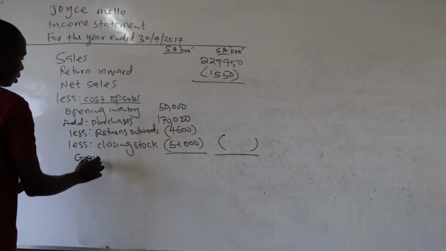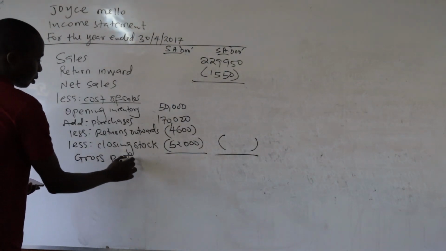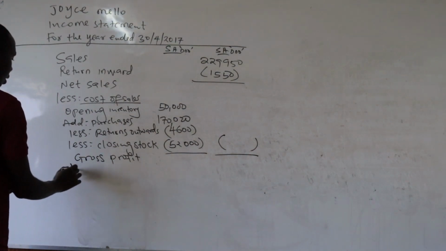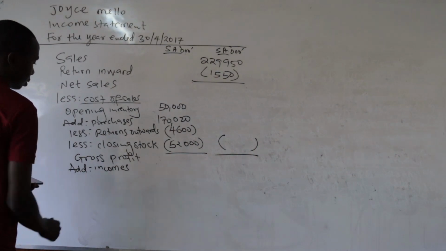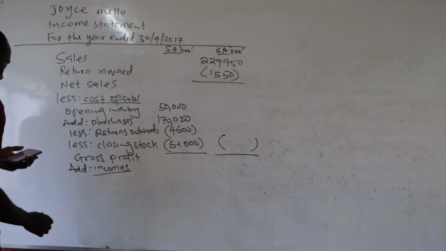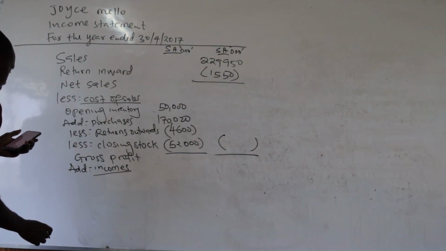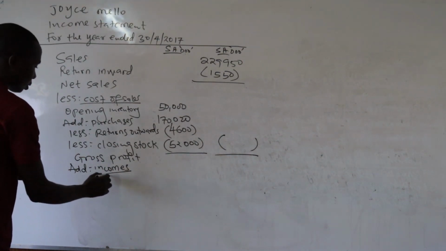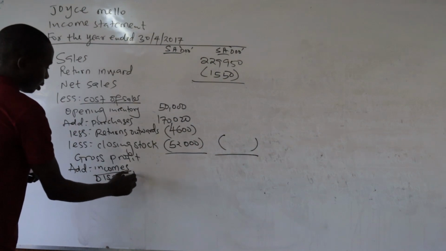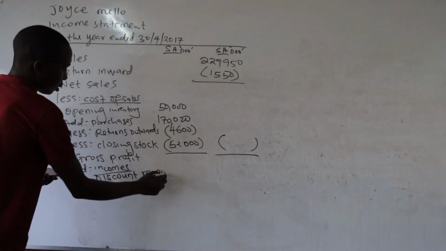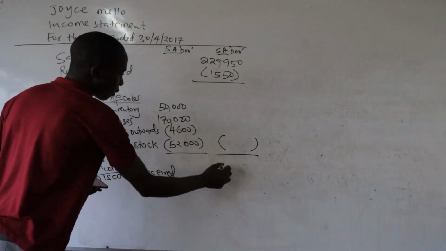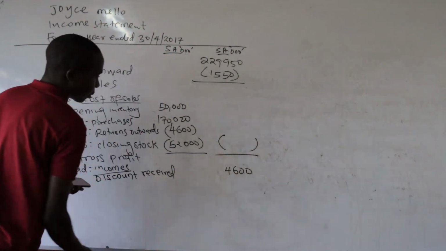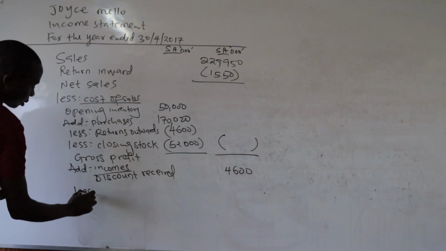After gross profit, I can add some incomes here. If I check some incomes in the trial balance, I have the discount received. The discount received of 4,600. Then we have to raise expenses.